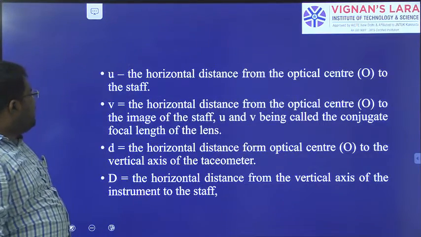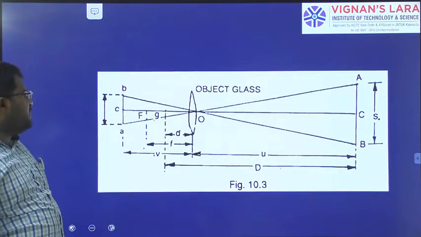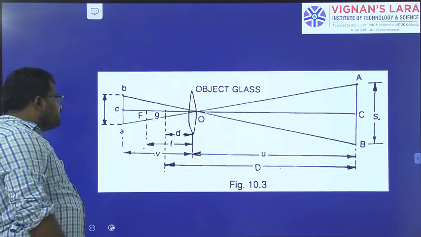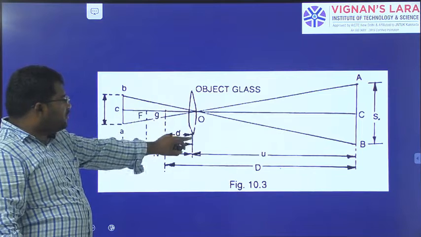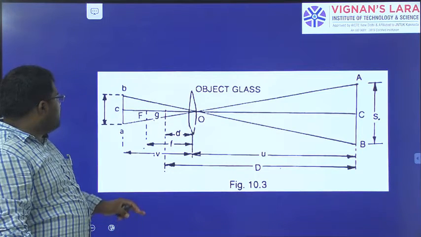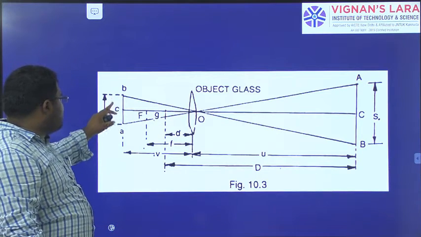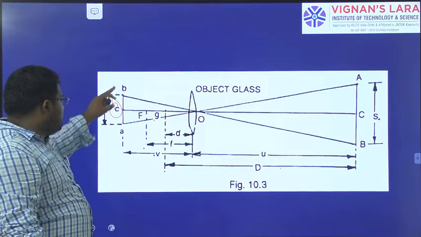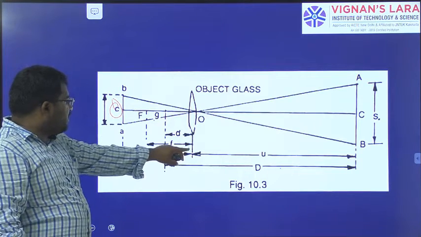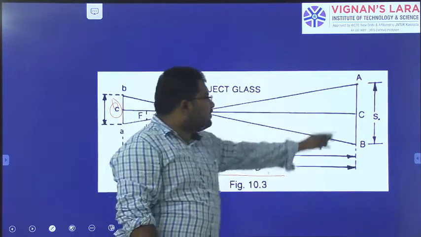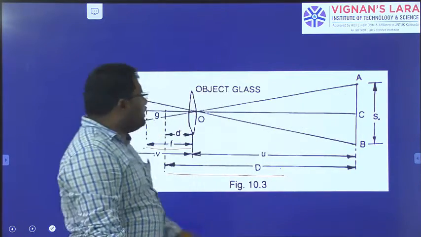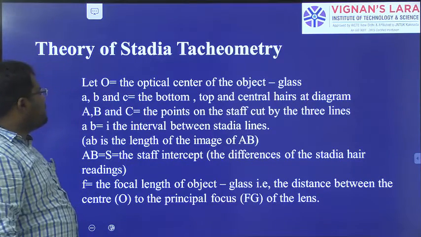So now we are going to take an arrangement like this. Here the objective glass is at O. From here you have the staff intercept, with A, B, C on the staff. You have focal length F and total distance D. The staff intercept from A to B is S. We'll see one by one what the terms are.